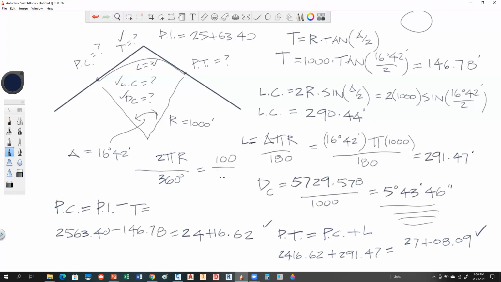So 2 pi r is to 360 as 100 is to degree of curve. Can you solve that proportion? Degree of curve would be what? It would be 360 times 100 divided by 2 pi r. You see that? All right, so take 360 times 100 divided by 2 divided by pi, and guess what you get?